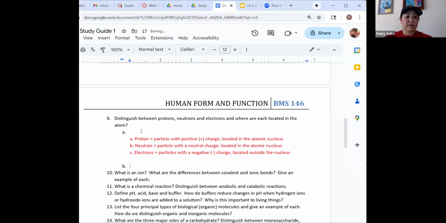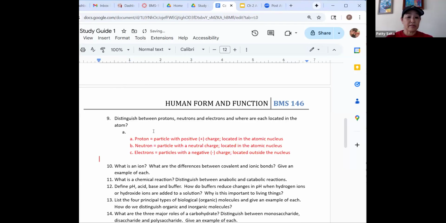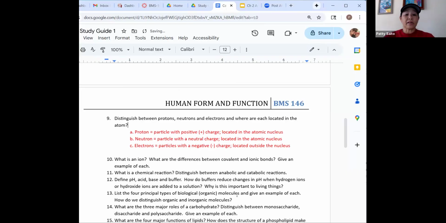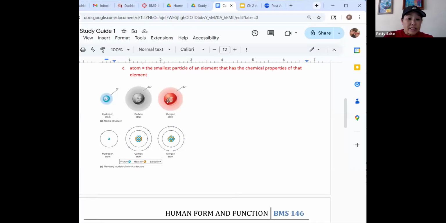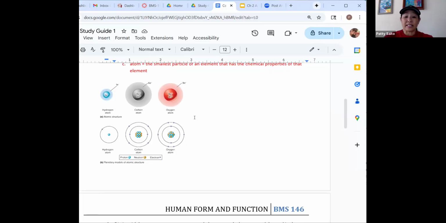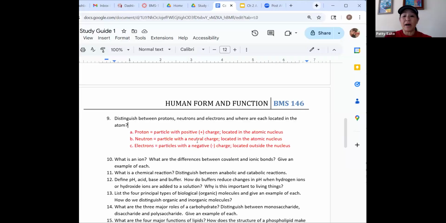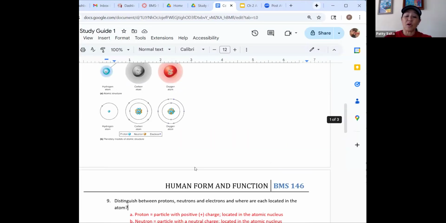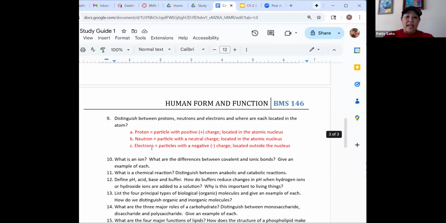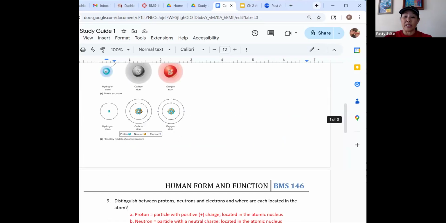All right, let's take a closer look. A proton is a subatomic particle with a positive charge located in the atomic nucleus. So if we come back here, notice the P's, which represents proton, is in the atomic nucleus, all right? And it's got a positive charge. Okay, so there's an overall charge to it of a +1 charge. A neutron is a particle with a neutral charge, meaning it doesn't have a positive or a negative, and it's located also in the atomic nucleus.